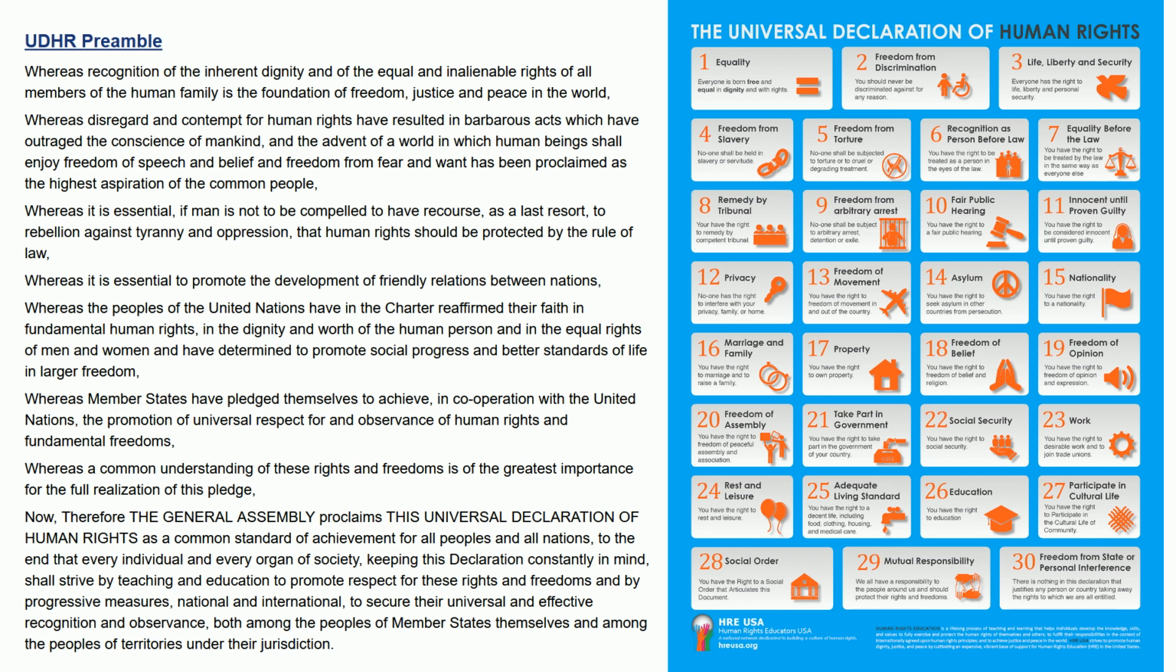whereas it is essential, if man is not to be compelled to have recourse as a last resort to rebellion against tyranny and oppression, that human rights should be protected by the rule of law, and whereas it is essential to promote the development of friendly relations between nations, and so on and so on and so on. So it's because of these things, because it's necessary to promote friendly relations between nations, because whenever these rights have been violated, whenever these rights have been met with disregard and contempt, the result is barbarous acts which have outraged the conscience of mankind. Right? So because of the outrageous nature of violating these rights, we, the member states of the United Nations, pledge to protect and preserve these rights.